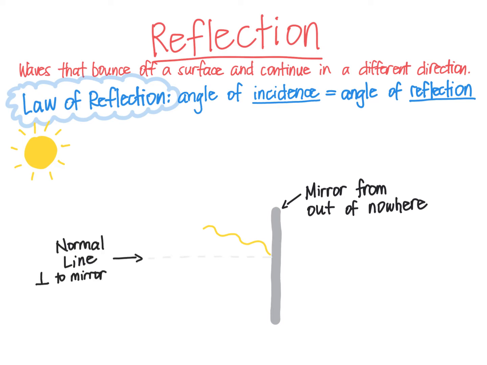The wave and the normal line form an angle. This angle is called the angle of incidence. The light wave bounces off the mirror, and the reflected wave also forms an angle with the normal line. That angle is called the angle of reflection. These two angles are exactly the same measurement, and that is the law of reflection.